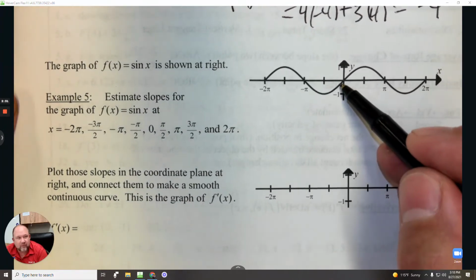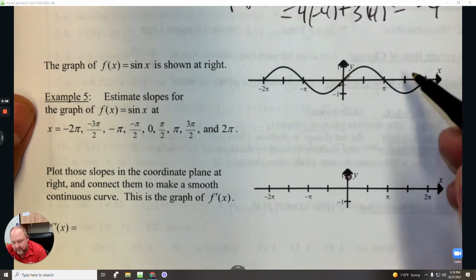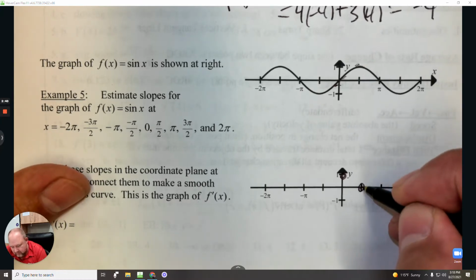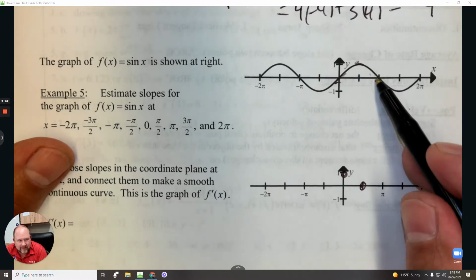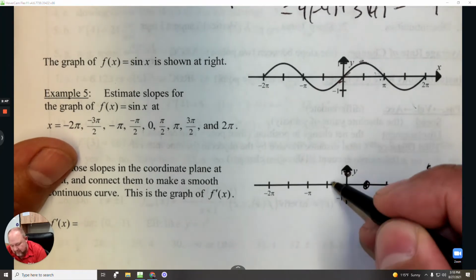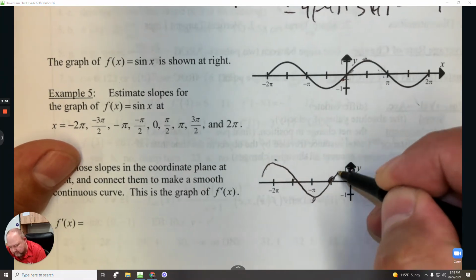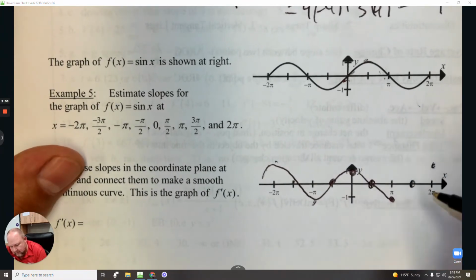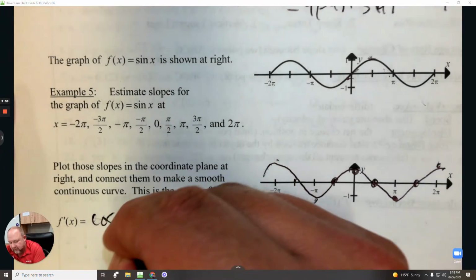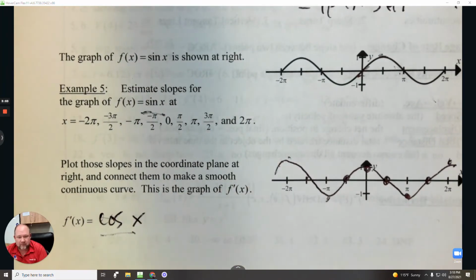So the first one, the slope here is 1. So it starts at 1. Then here it has a 0 slope. So it's 0. At pi, the slope is negative 1. You can see the pattern that I'm creating here. And then you think, what did I just draw? And the answer is, I just drew cosine. So the derivative of sine is cosine. Beautiful.